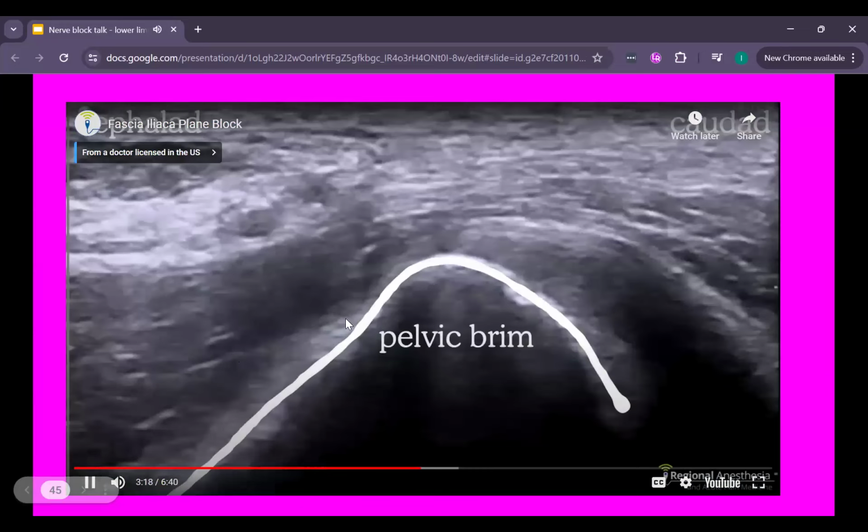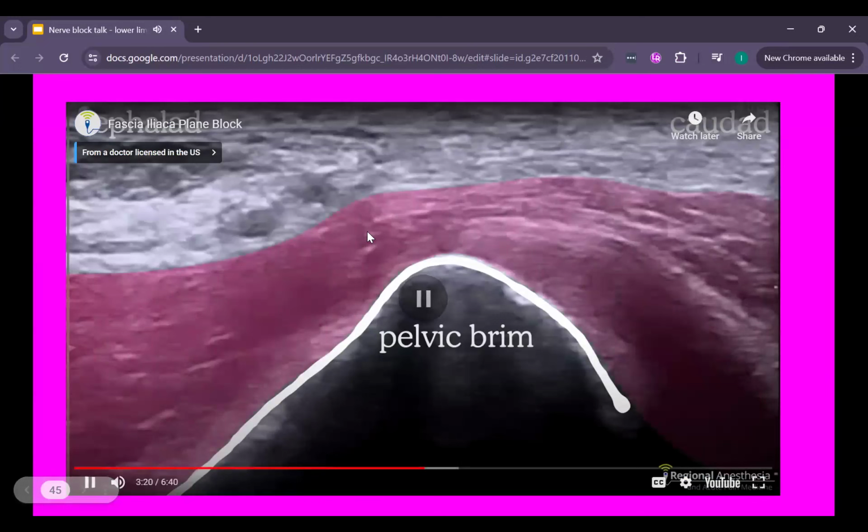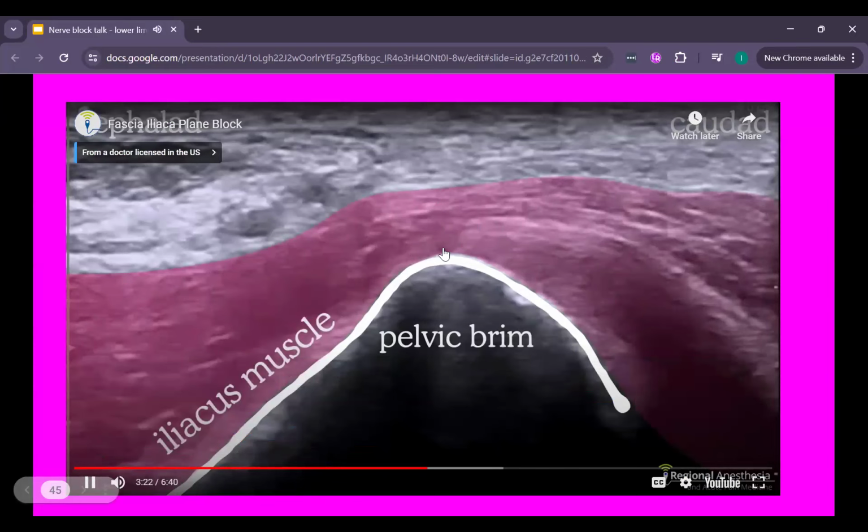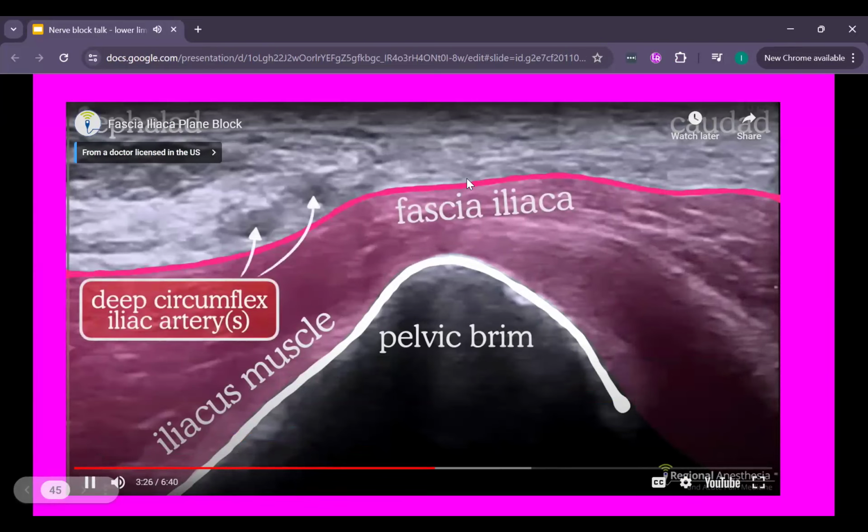So this is our ultrasound image that we'll be aiming for initially. So we'll have that ultrasound probe on that distal or lateral third of the inguinal ligament, pointing towards the umbilicus. And what we should ideally see on our initial imaging is that pelvic brim in the middle of the screen, and on top of that, we should see the iliacus or iliopsoas muscle. And then we're looking for that bow tie appearance.